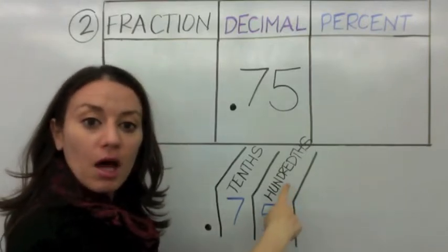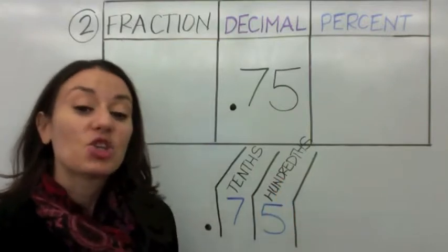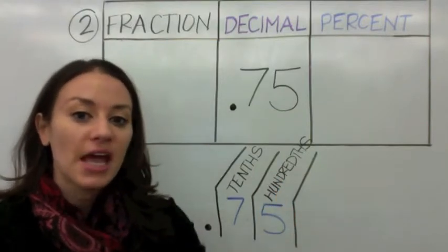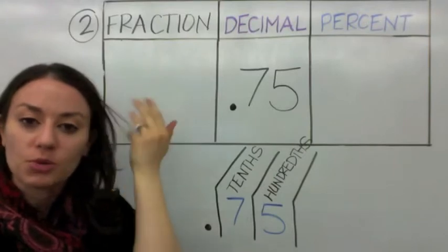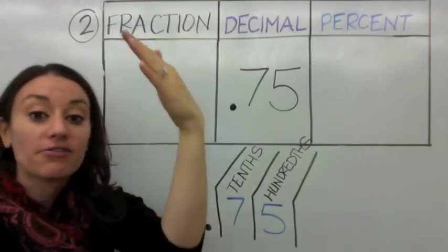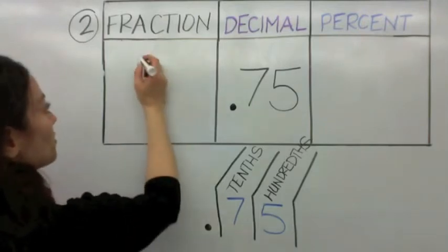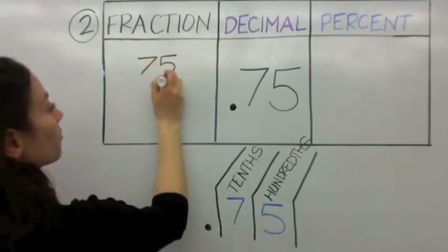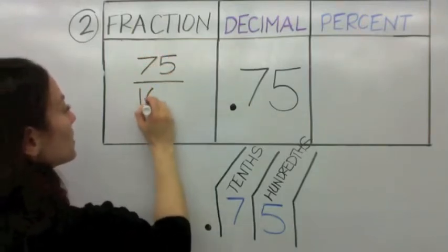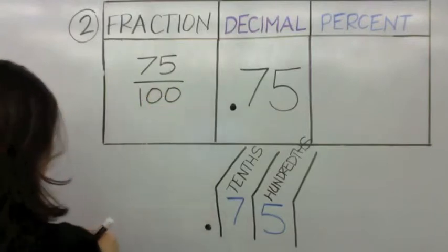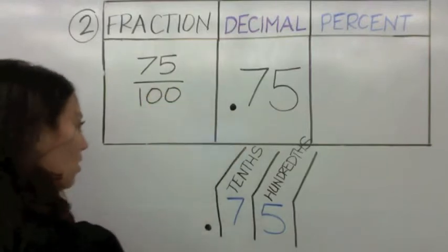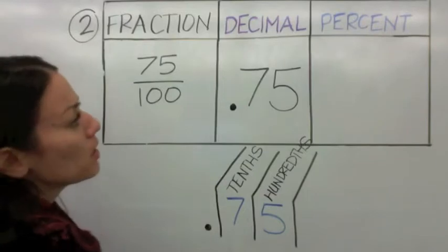75 hundredths. Okay, so I say 75 hundredths, and what fraction do you visualize? What fraction is this actually? 75 out of what? Yes, it is 75 hundredths, so you say 75 over 100. 75 out of 100, right, is 75 cents, or 3 quarters.